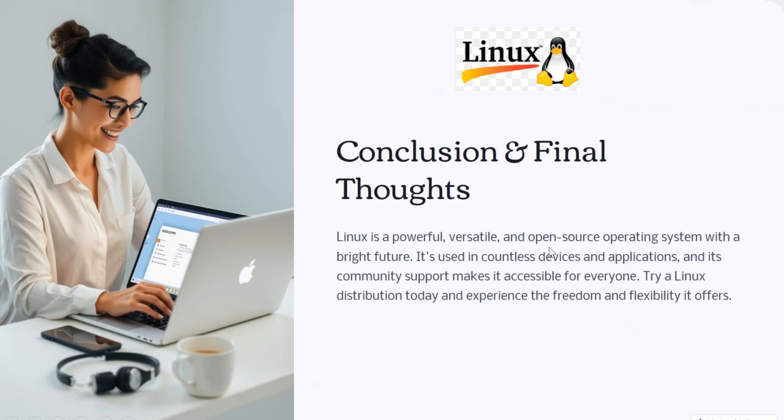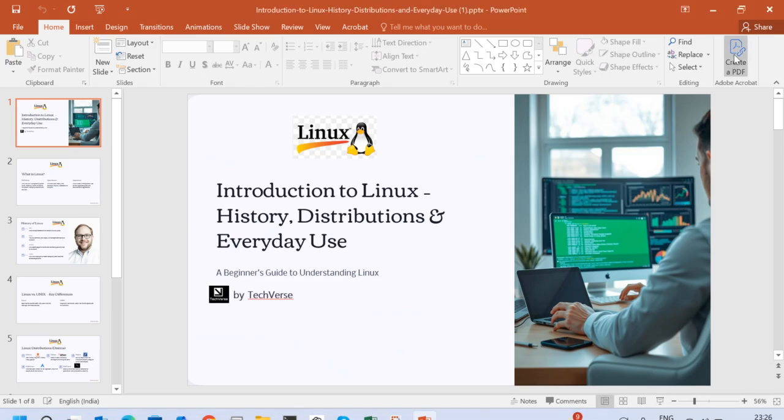Conclusion and final thoughts: Linux is a powerful, versatile, and open source operating system with a bright future. It is used in countless devices and applications. Its community support makes it accessible for everyone. Try a Linux distribution today and experience the freedom and flexibility it offers. So this is the introduction of Linux.